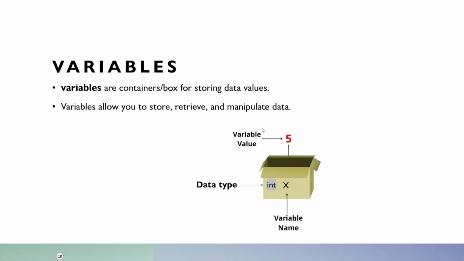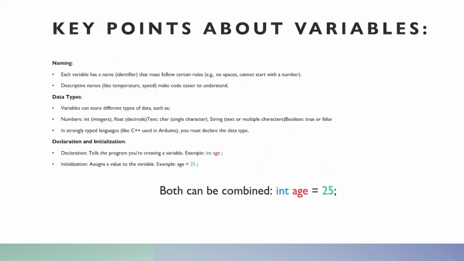Okay. So here, as you can see, this is the box. This box has a name. So a variable also has a name. I have written X here. This 5 is the kind of data which is stored inside this box, which is basically the value. And then the data type. Data type means basically telling our program what kind of data is stored inside this box. That's the important thing. Now the key points about the variable.